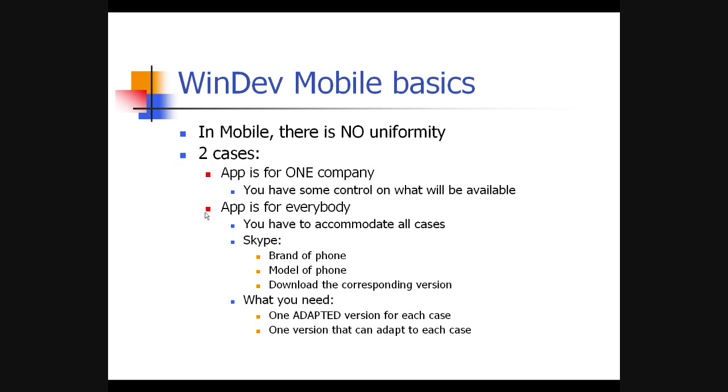The other solution is to have one version that can adapt to each case. So the problem at that point is, how do you manage that? Are you just developing the smallest common denominator, only the smallest window? There are pros and cons for each method. We're going to look at that in much more detail.